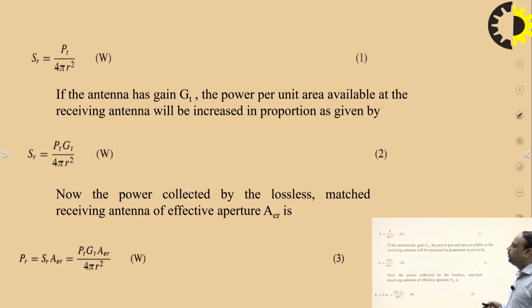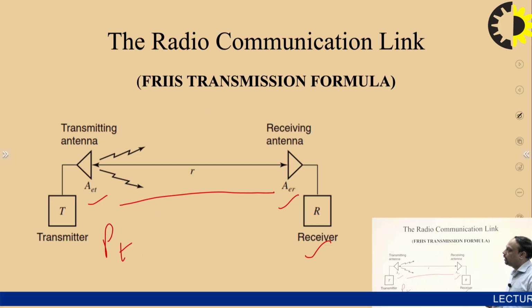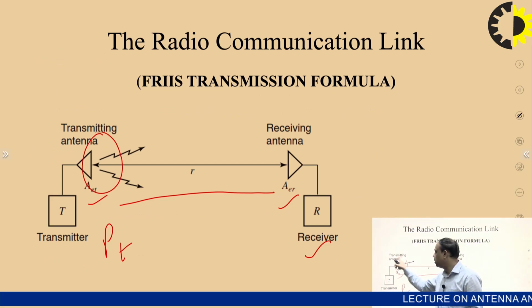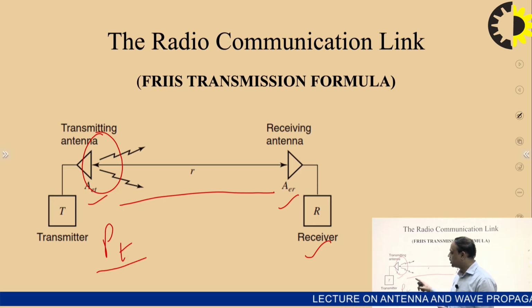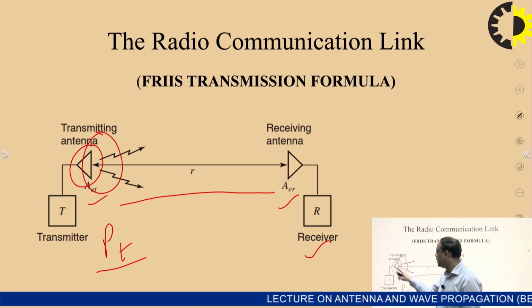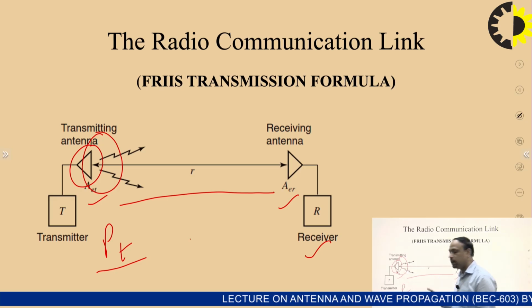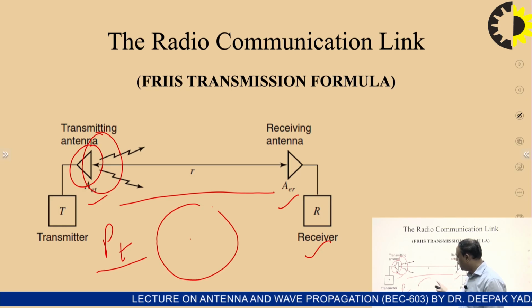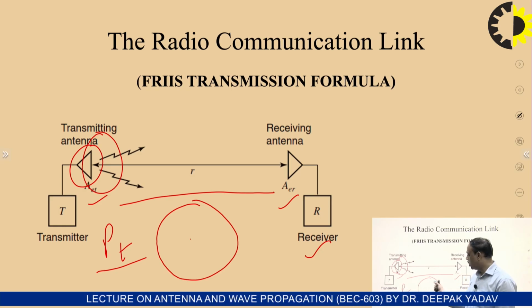Now, if we calculate the pointing vector at this point, let the power of the transmitting antenna be PT, and let's suppose this antenna is not directional. It is just a point source in space, radiating all its power over the complete sphere.